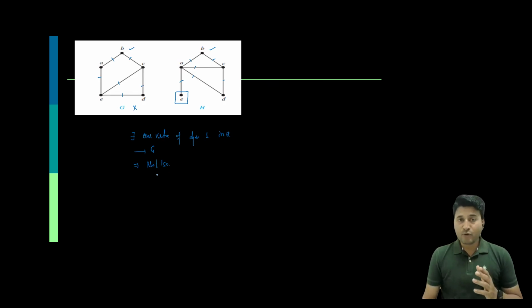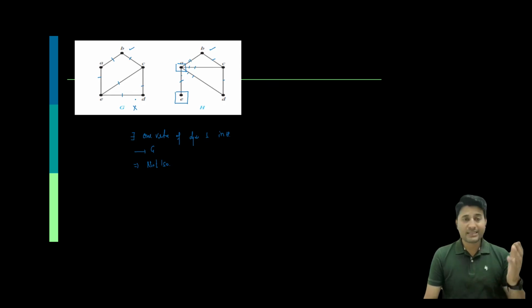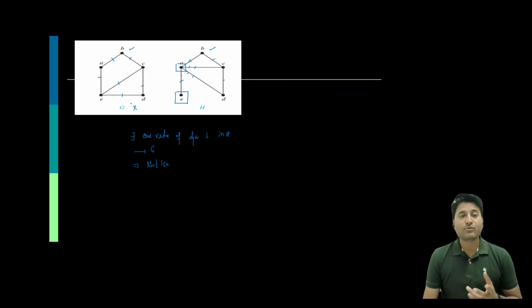Are we able to find a few more differences? Try by yourself. Let me give one more. This graph is having one vertex whose degree is 4, and on the other side, this graph does not have any vertex whose degree is 4. So I can say the graphs are non-isomorphic.